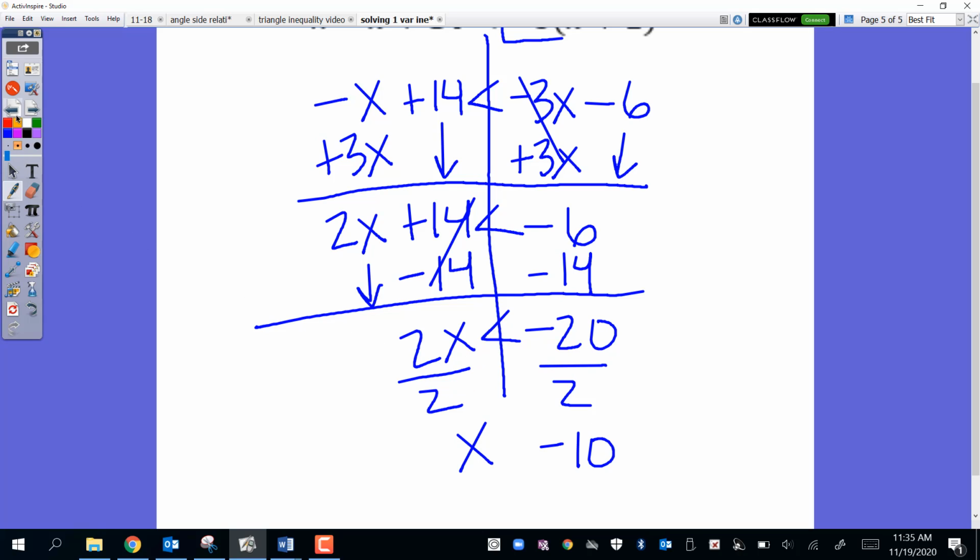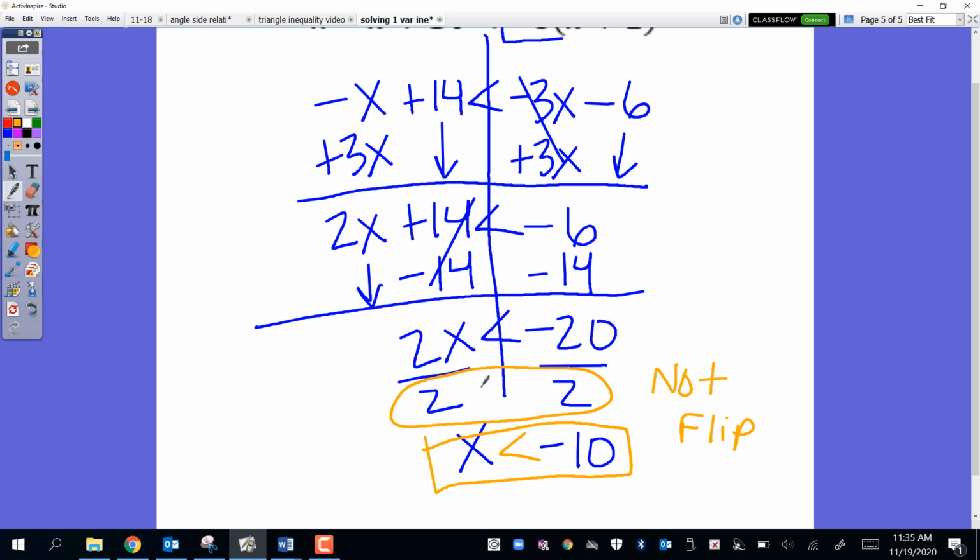I did just divide, so I need to decide, well, when I divided, was this number positive or negative? Oh, it was positive. So I'm not flipping because that's a positive number right there. So I'm going to leave this symbol exactly as it was. Final answer. Like, yes, oh, the number I got at the end was negative, but this number that I'm dividing by was positive, so I'm not flipping.